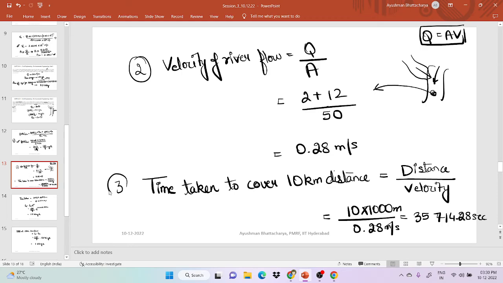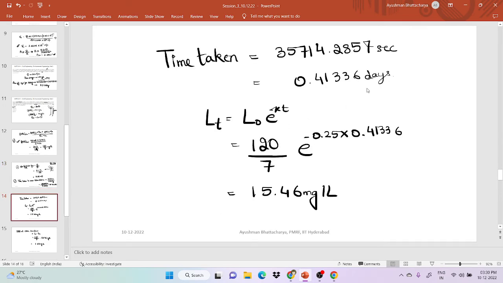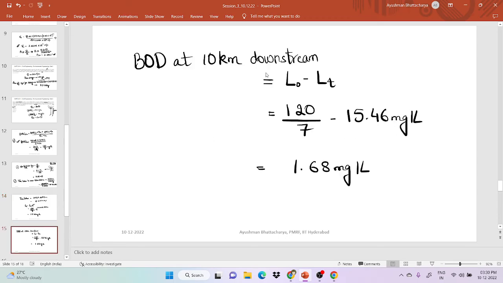Then we calculated the third thing, which is the time taken to cover the 10 kilometer distance. As we know, time taken is equal to distance divided by velocity. We used the velocity which we calculated to get the time taken. We got the value in seconds and converted it into days. Then we calculated L t. After that, we calculated the BOD at 10 km downstream, that is L0 minus L t. 120 by 7 minus 15.46 gives the BOD as 1.68 milligram per liter.